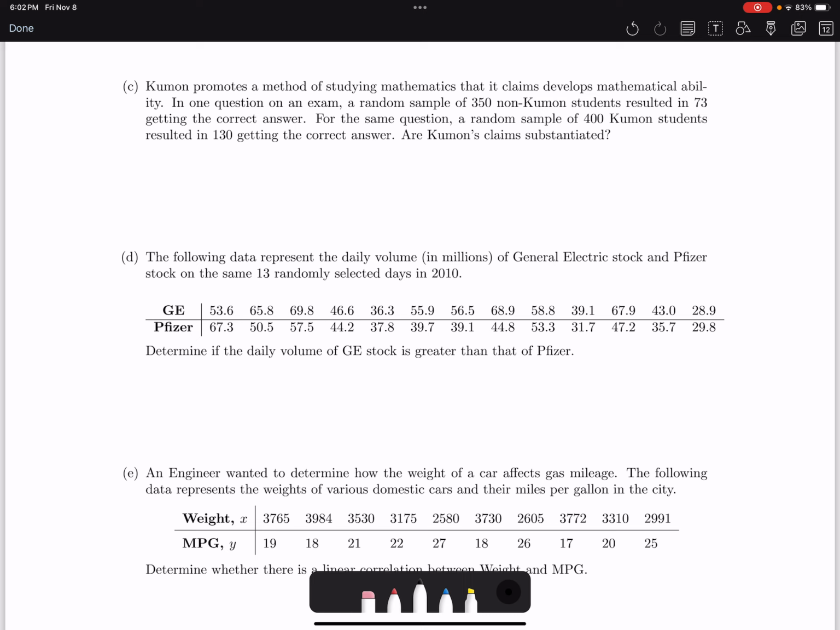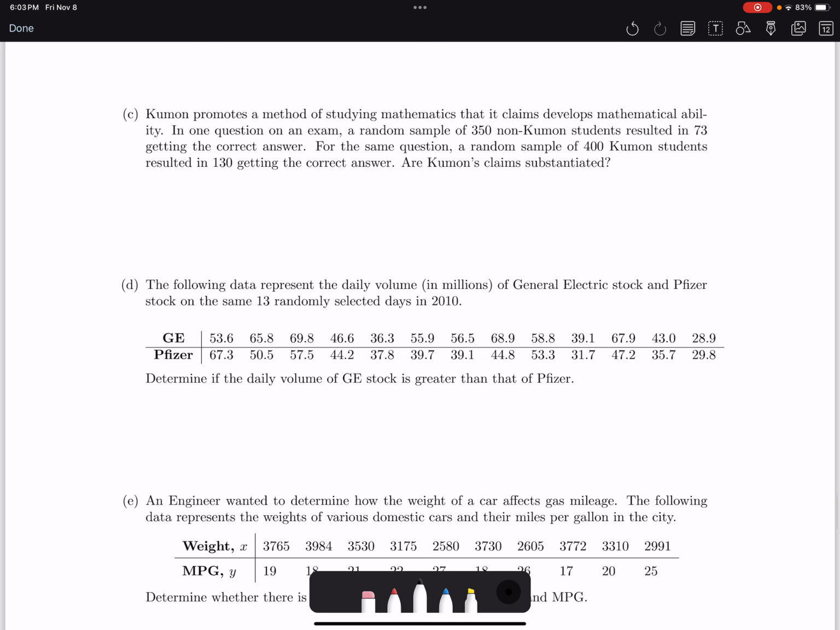Okay, this is another tricky one because there's no mention of the word mean, there's no mention of the word proportion, there's no percentages going on here, no averages are talked about. So we have to decide. In this case, it looks like, once again, we're counting up the number of people who got the correct answer. So we're counting up the number of successes. We're given, I think, two groups this time. We have a non-Kumon group, right? Students who didn't use the program, I guess. And then we have a Kumon group, right? Students who did use the program. We'll call that group 2.